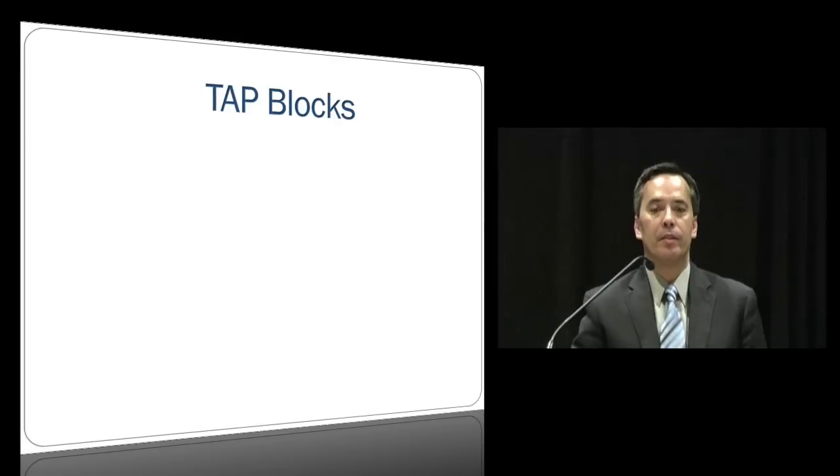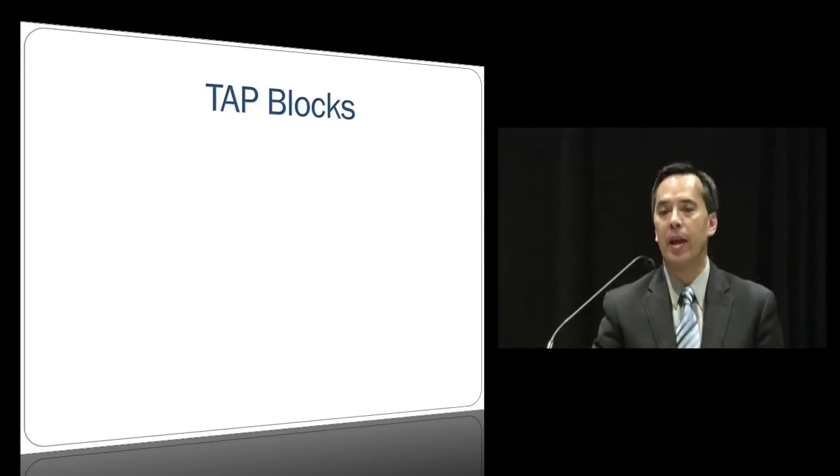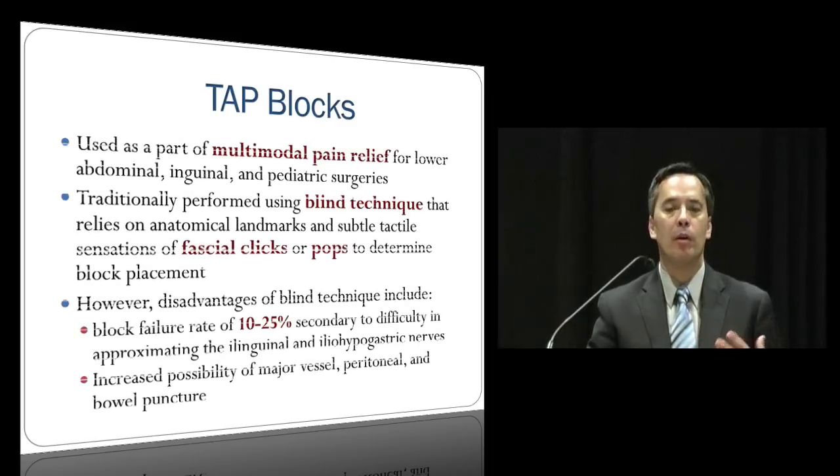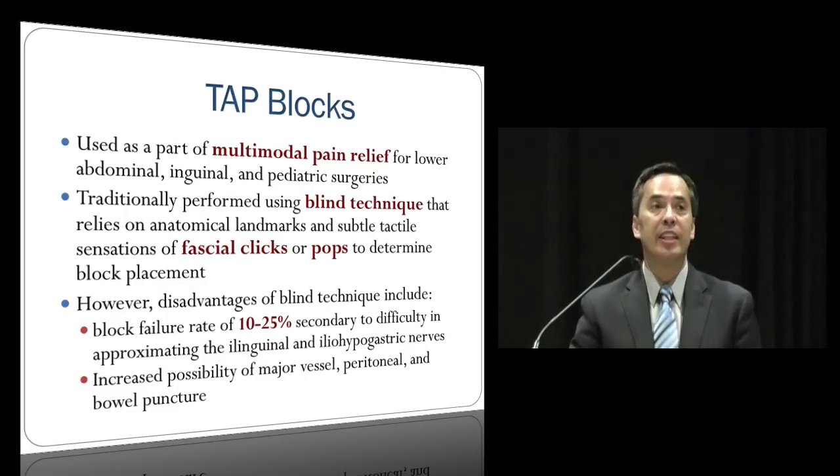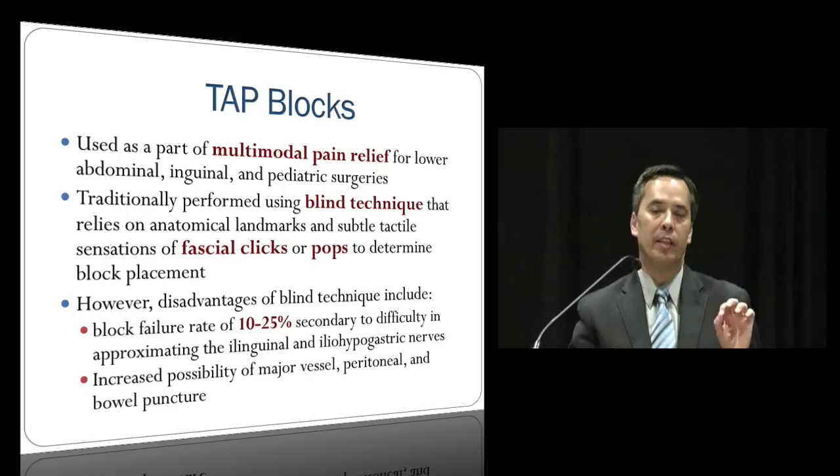So TAP blocks are used as part of multimodal pain relief for lower abdominal surgeries, for inguinal surgeries, and pediatric surgeries. Traditionally, they've been used as a blind technique where you rely on fascial clicks and pops. However, there are disadvantages, because sometimes when you give those blocks or try to feel those fascial clicks, you really don't feel them or you don't know. And so there is a 10 to 25% failure rate.